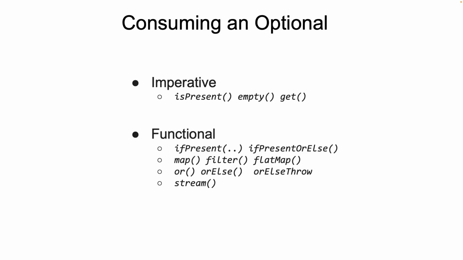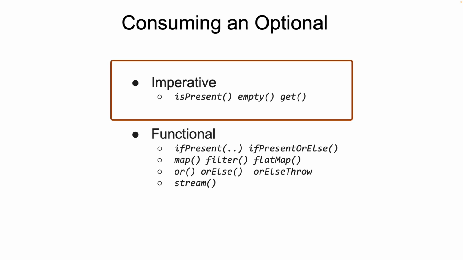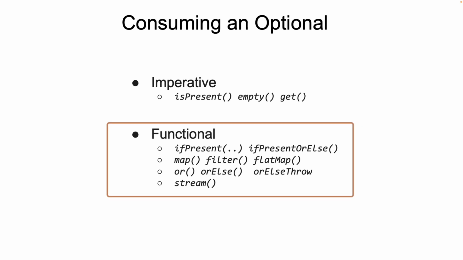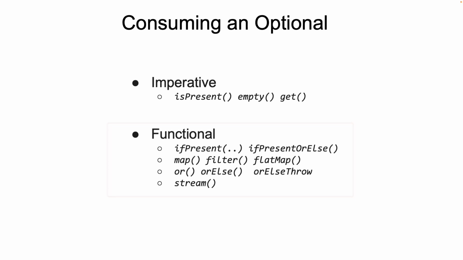The optional class has a number of methods to consume the value from it. Broadly speaking, we can divide these methods into two types, the imperative style and the functional style. There are methods like isPresent or get, which can be used with a typical if-then-else style of programming. That's the imperative style of programming. More interesting are the functional and Fluent style methods. Some of the examples are shown on the screen: the map, the filter, the flat map, or else.